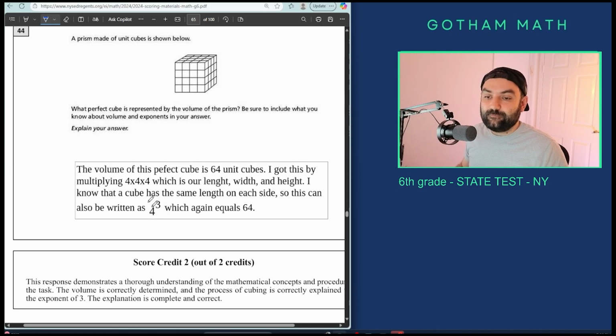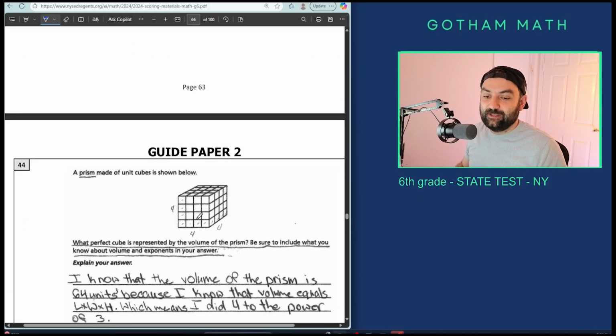This was the exemplary answer, the first answer that someone typed in. The volume of this perfect cube is 64 unit cubes. We did the same thing. I got this by multiplying 4 times 4 times 4, which is our length, width, and height. I know that a cube has the same length on each side, so this can also be written as 4 to the power 3, which again equals 64. This is exactly what we did, with some extra words. It was probably a typo. It's not really a well made question.